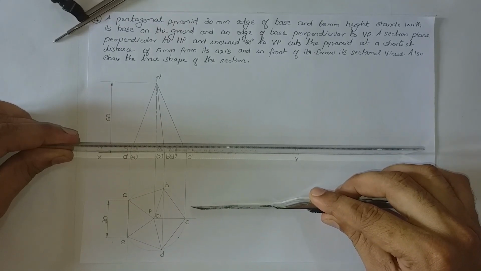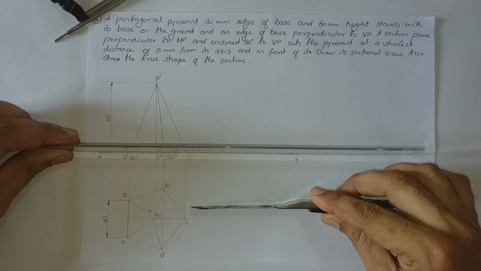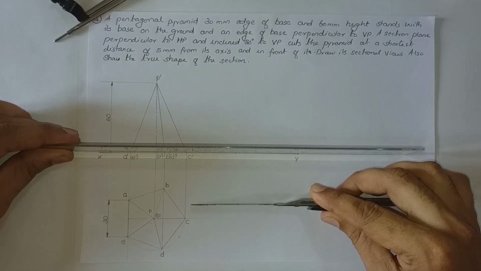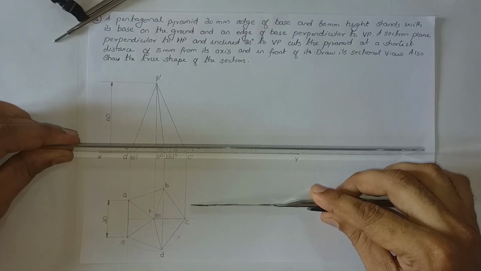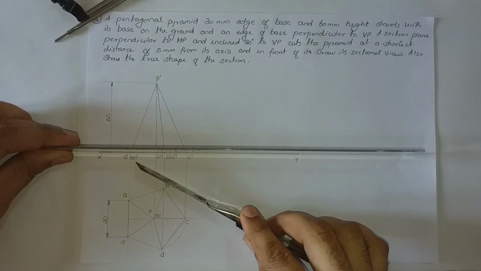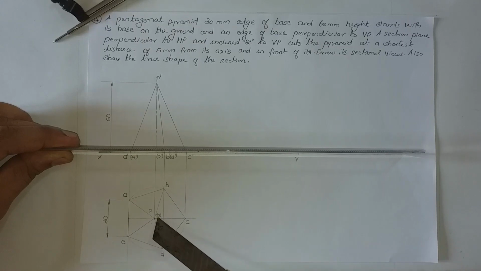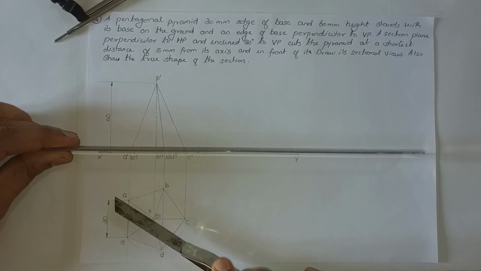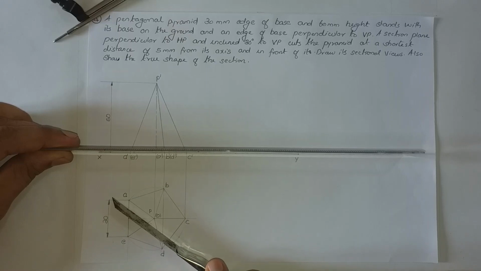If it is perpendicular to HP, the section plane will be visible as a line in the top view, and it has some inclination with respect to VP, and that inclination is 30 degrees. So you have to make this section plane approximately 30 degrees inclined to the corresponding VP. And where is this section plane sectioning the solid? It is sectioning the solid 5 mm from the axis and in front of it. PO is the axis. From this axis, approximately 5 mm, somewhere here, it is cutting the solid. So this is the location of the section plane.